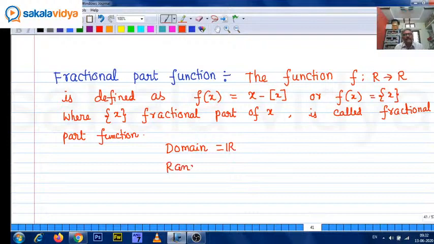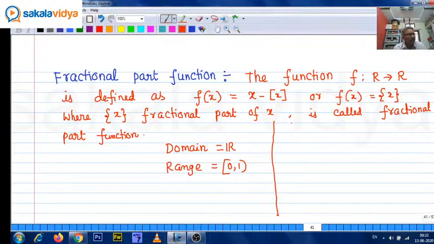Range means it lies in between 0 to 1. So closed 0 comma 1 open. So let us discuss the properties here itself only, the properties of this one now.